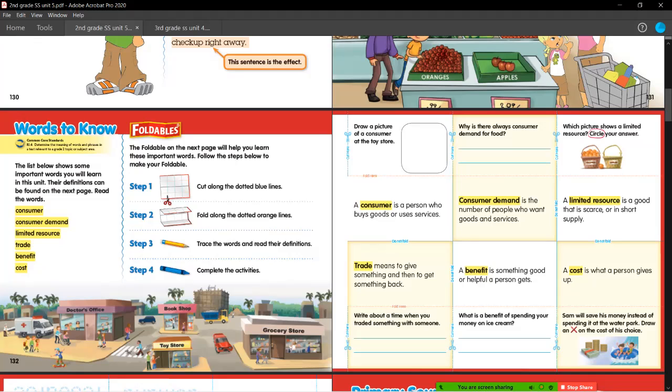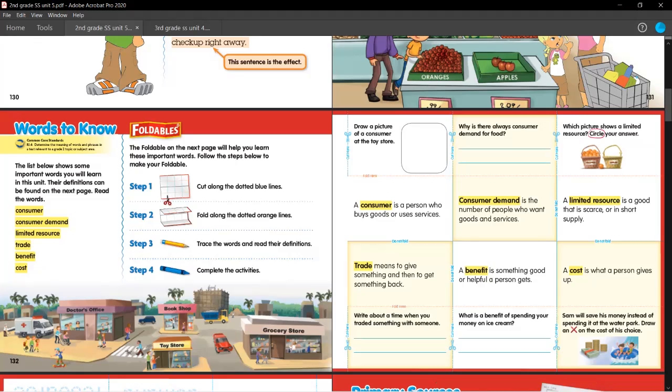Which picture shows a limited resource? Circle your answer. Now, a limited resource is a good that is scarce or in short supply. So when we say something is limited, we're saying there's not a lot of it or there's not enough of it. So which one of those two pictures shows you that there's not very much of something?